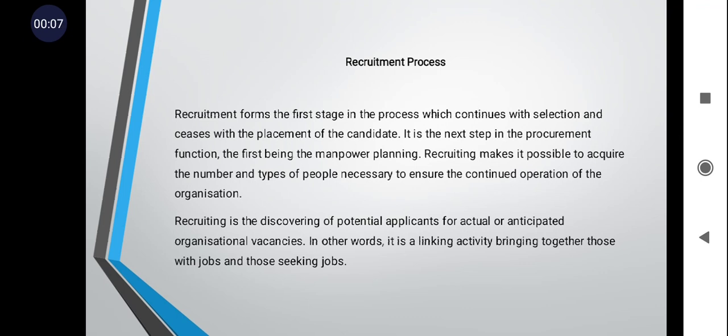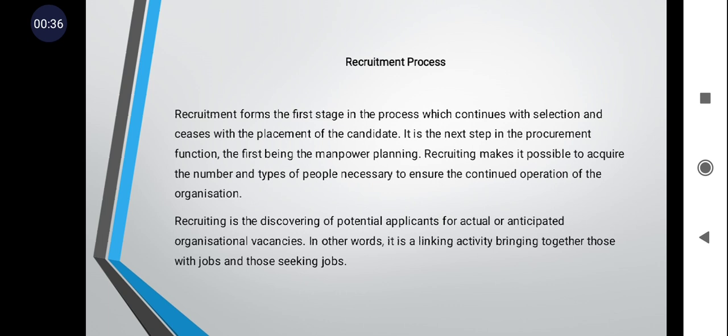Now we are discussing the topic recruitment process. Before we discuss the recruitment process, we should know what recruitment is. Recruitment forms the first stage in the process, which continues with selection and ceases with the placement of the candidate. It is the next step in the procurement function, the first being manpower planning.